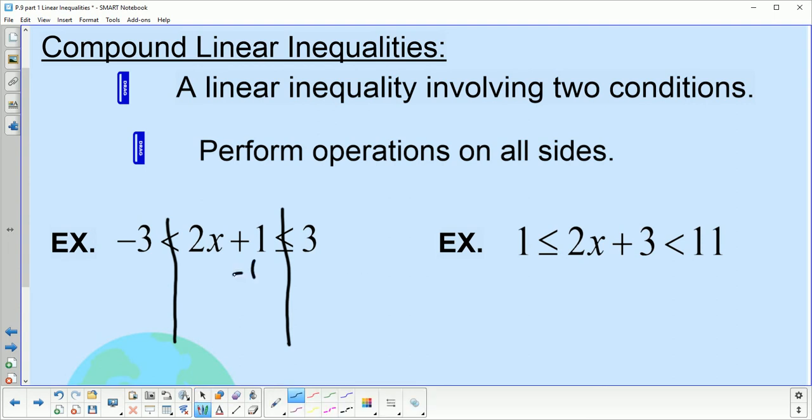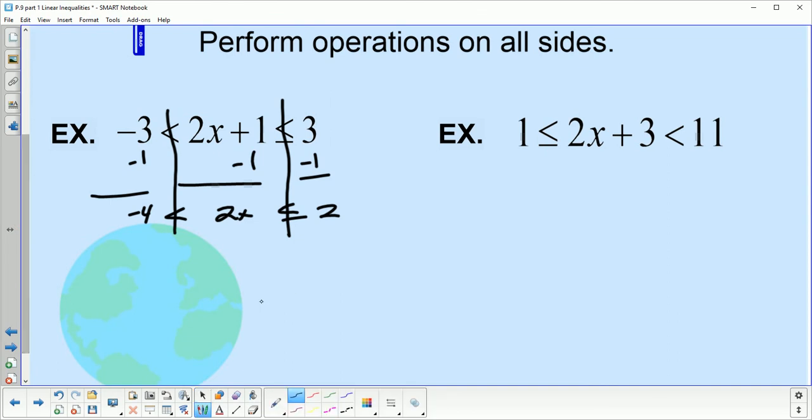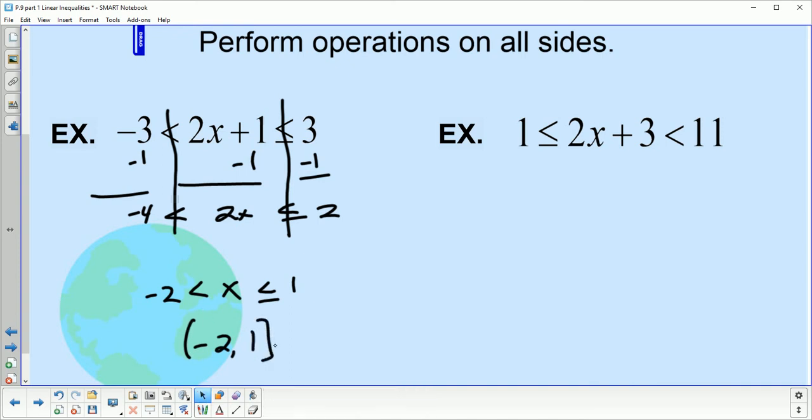We do the same thing. We need to subtract 1, and just like we did it on both sides before, now we need to do it on all 3 sides. So we're going to end up with negative 4 is less than 2x is less than or equal to positive 2. And then dividing all sides by 2, so we get x in the middle is greater than negative 2 and also less than or equal to 1. And in this case, the interval, we'd start at negative 2, parentheses, because we don't include it, and we go to 1, bracket, because we do include it.